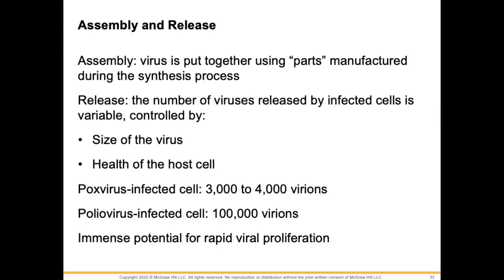And this depends on how big the virus is and the health of the host cell. Some viruses can release 3,000 to 4,000 virions. Polio virus can actually release 100,000 virions. So you can imagine if there's one cell releasing 100,000 virions, the potential for proliferation or multiplication of this virus is very, very high.